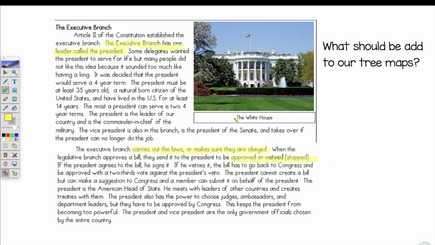All right. Pause, please, if you need to have a second to fill in my executive branch to your tree map. If you're ready, let's keep on moving.